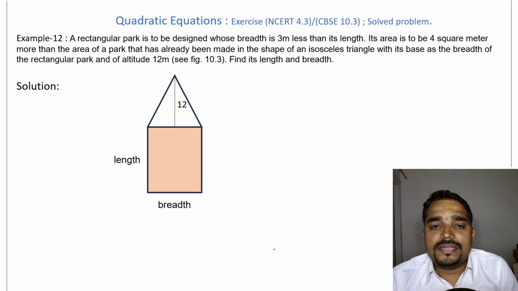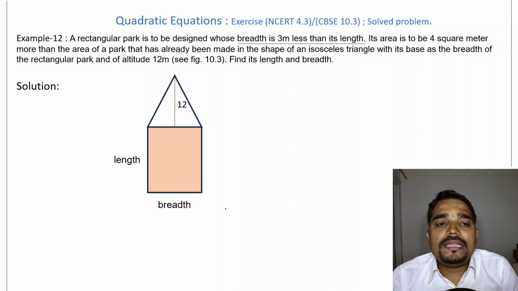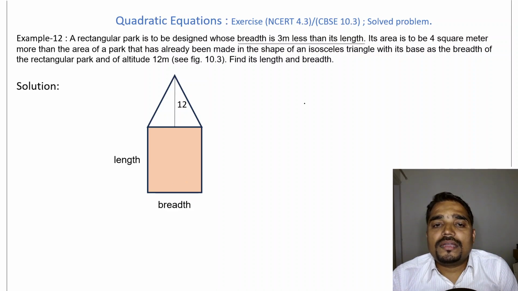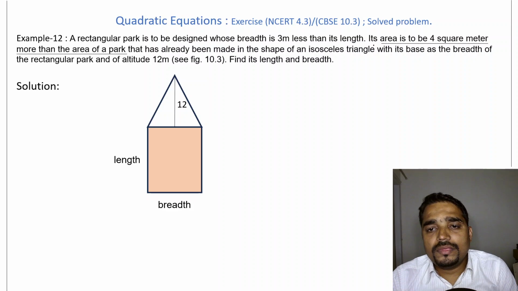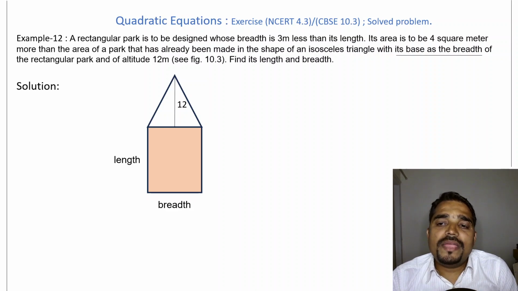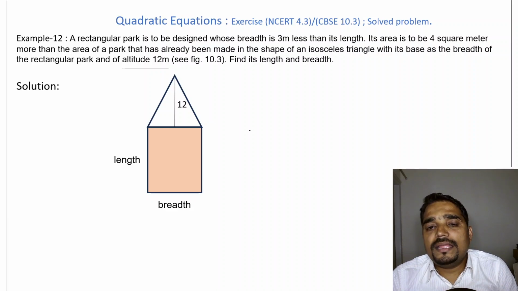And what are the conditions? Let us see now. The first condition, he says, the rectangular park is to be designed in such a way that its breadth is 3 meters less than its length, and the area of the rectangular park is 4 square meters more than the area of a triangular park which is already made. Also, the base of the isosceles triangle is equal to the breadth of the rectangular park and the altitude of the isosceles triangle is equal to 12 meters. We will have to find the length and breadth of the rectangle.